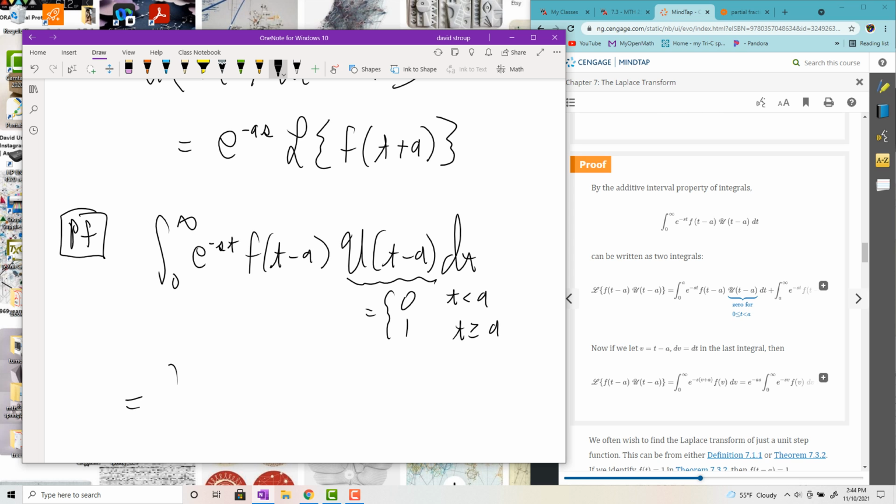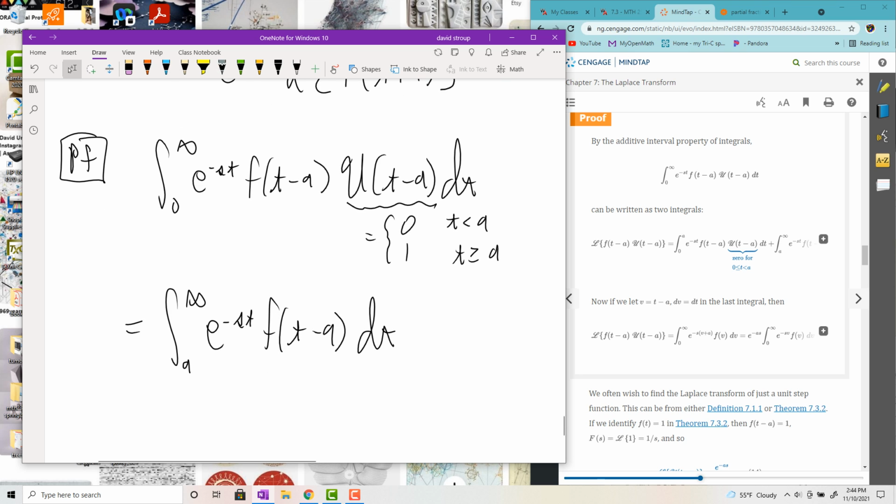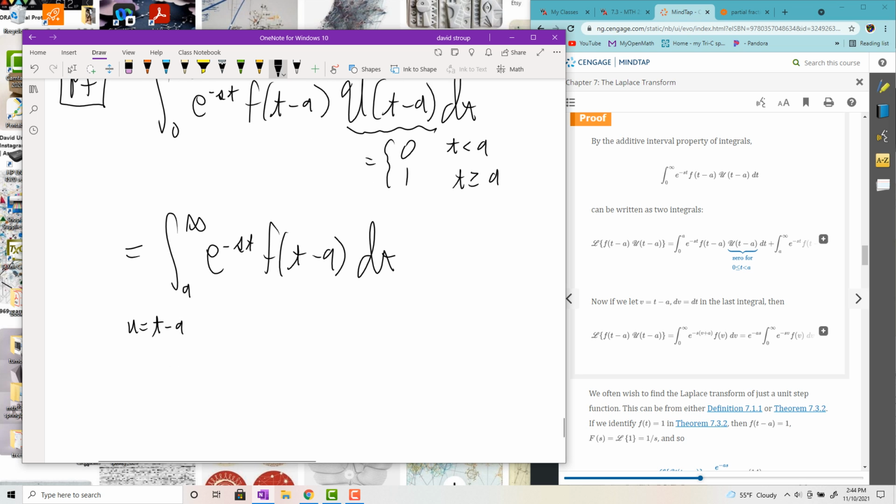So this integral becomes the integral from a to infinity of e to the negative st times f of t minus a dt. And then you could do a u substitution and let u equal t minus a. In other words, t will equal u plus a. Or actually, let's think about it a little bit better.